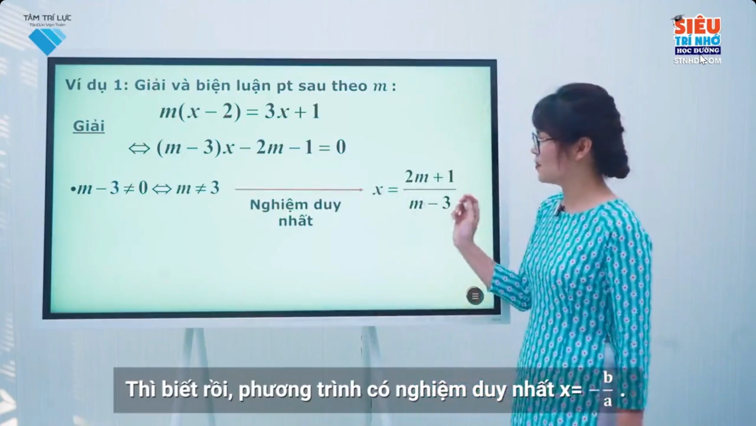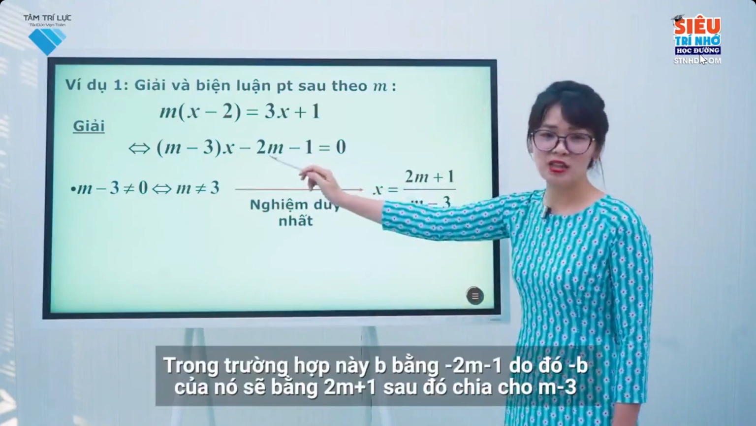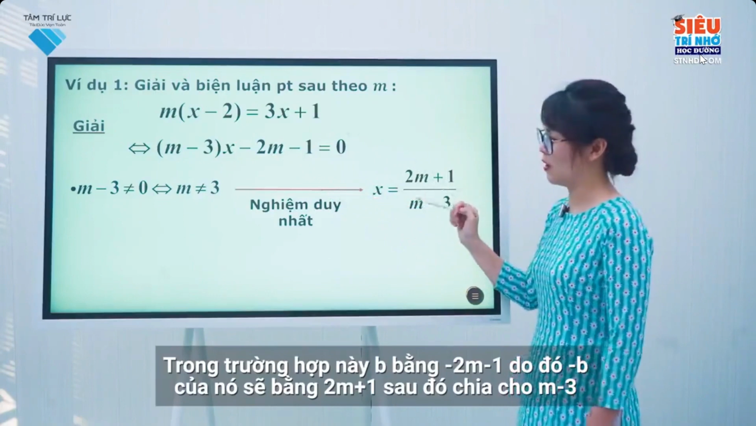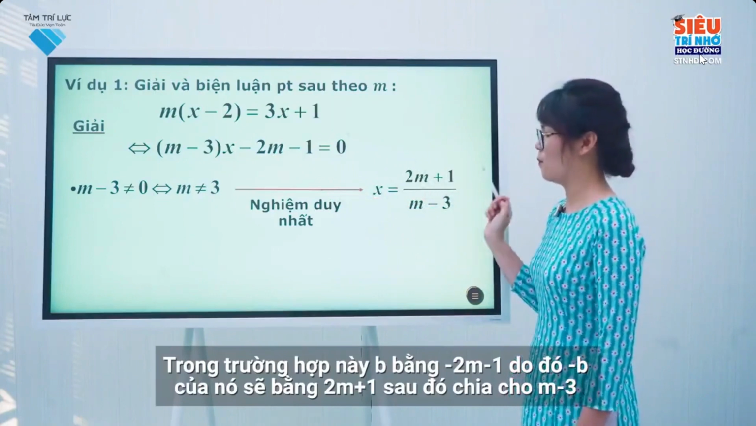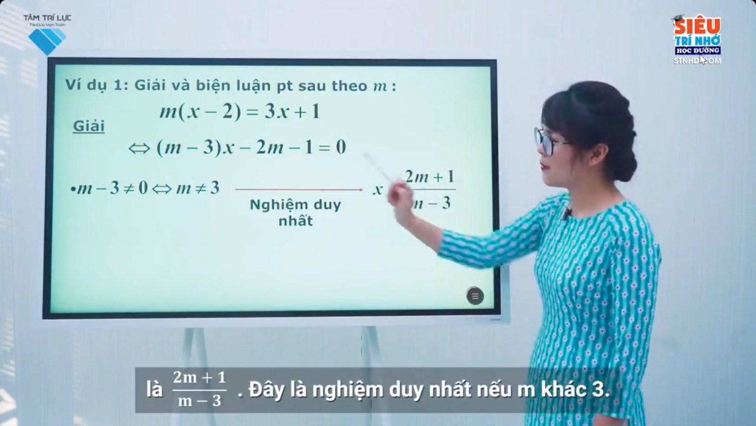x equals negative b over a. In this case, b is negative 2m minus 1, so negative b is 2m plus 1 over the difference of m and 3. This is the only root if m isn't 3.